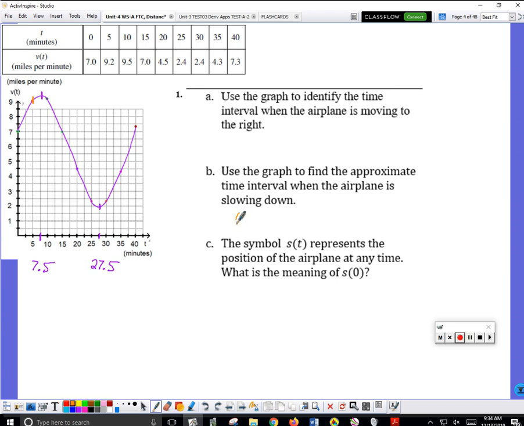You could just write this. You could say t equals 7.5 to t equals 27.5. Because you get tested on units in this Unit 4 test, I would make sure I threw in the units. Okay. You okay for now, Garrett? Anything else?